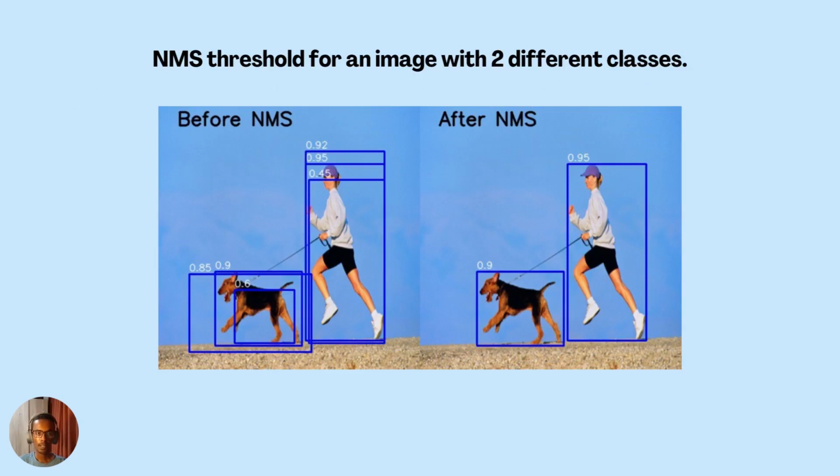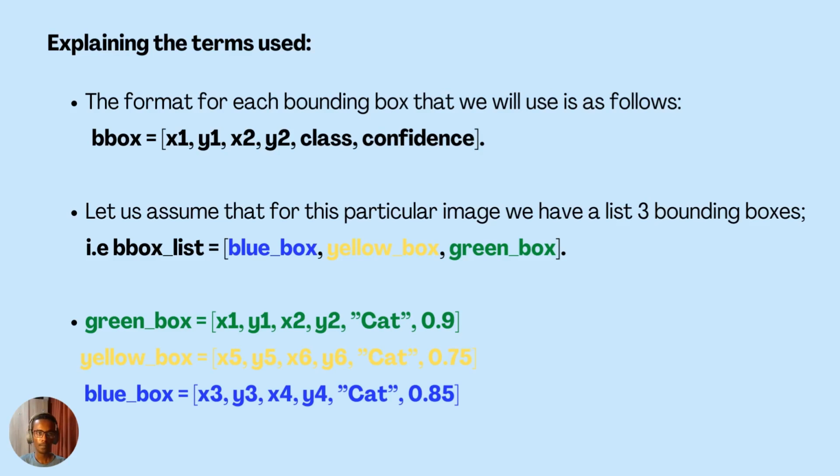Now consider non-maximum suppression for an image with 2 different classes. This is an image which shows 2 objects, a dog and a person, and we have 3 prediction boxes for each of the objects. We just want to consider the one with the highest confidence score to represent each of these 2 objects, and we have to remove the rest. So what's the algorithm that we can use in order to remove the rest of the boxes?